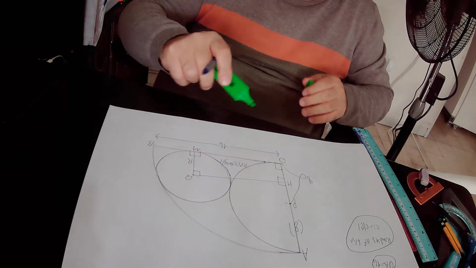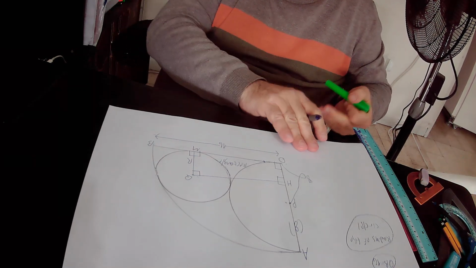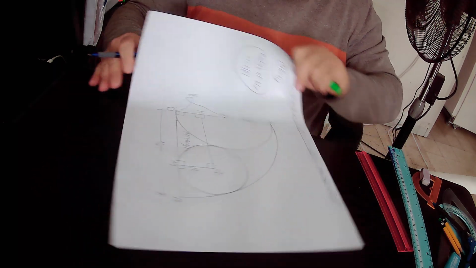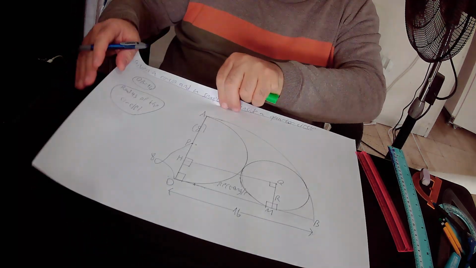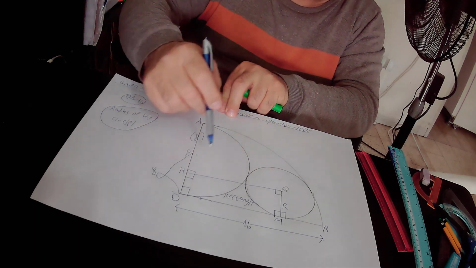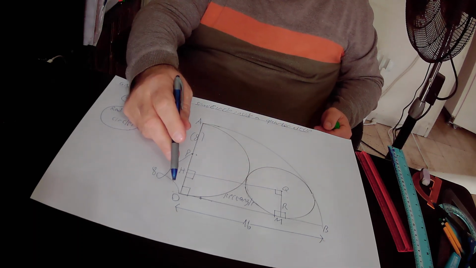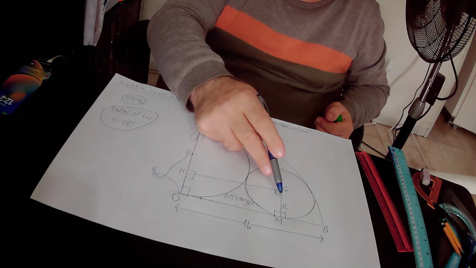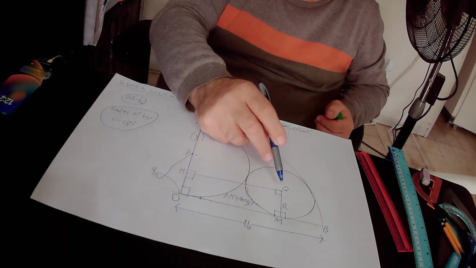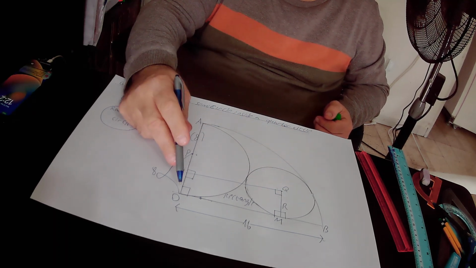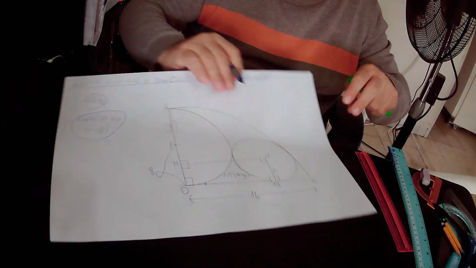But we also know that the opposite sides of a rectangle are equal to each other. So in rectangle HQMO, side QM must be equal to the opposite side HO. But QM equals R, the radius of the small circle. Therefore HO must also be equal to R.